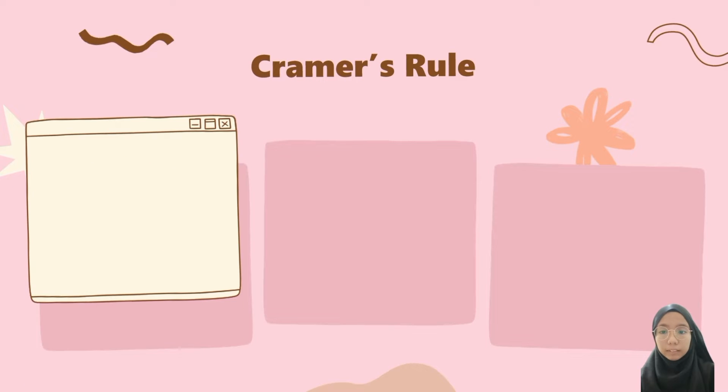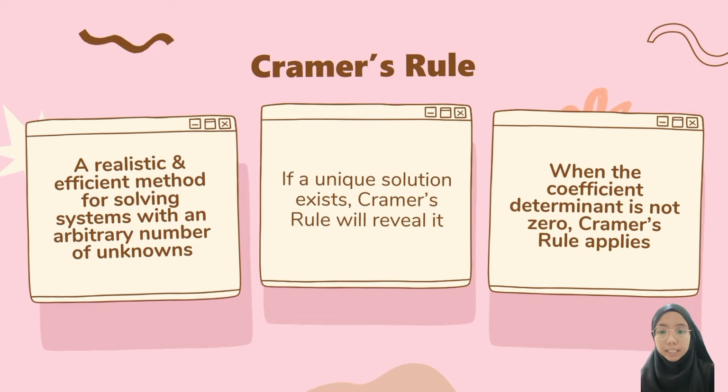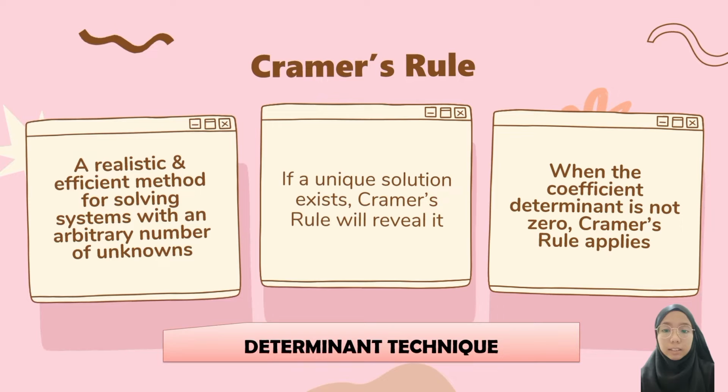Next, we look at Cramer's rule. What is Cramer's rule? Cramer's rule is a realistic and efficient method for solving systems with an arbitrary number of unknowns, as long as the number of equations is equal to the number of unknowns. If a unique solution to a system of equations exists, Cramer's rule will reveal it. When the coefficient determinant is not zero, Cramer's rule applies. The values of the system variables are computed using determinants of matrices in this method. As a result, Cramer's rule is also known as the determinant technique.